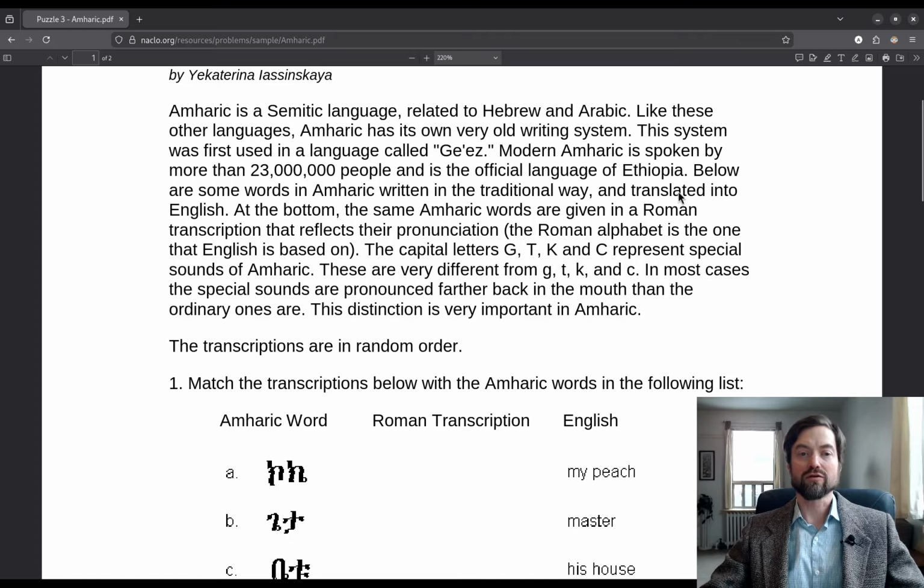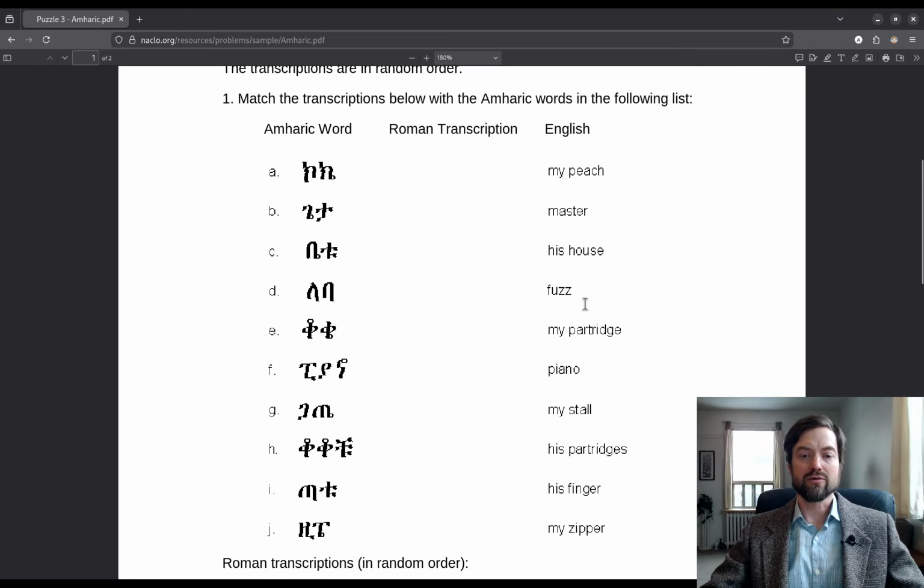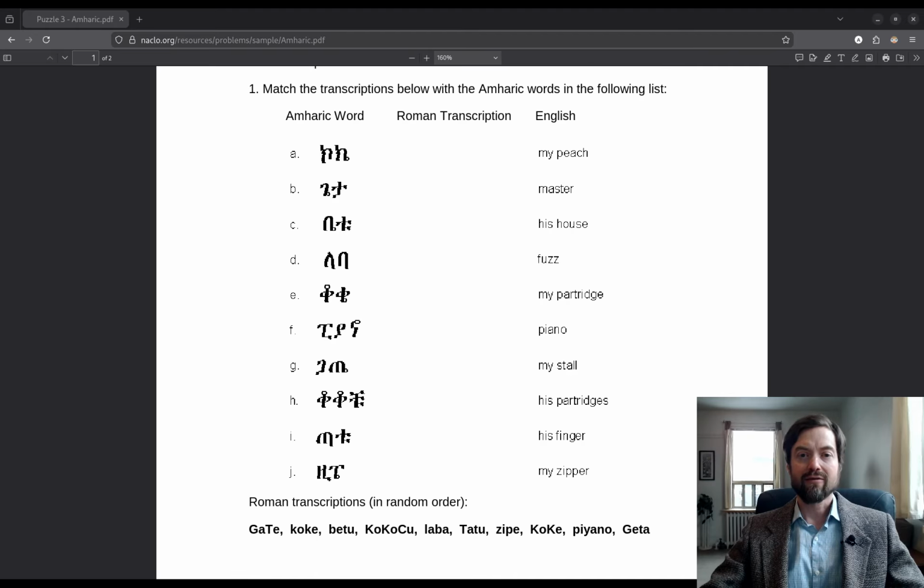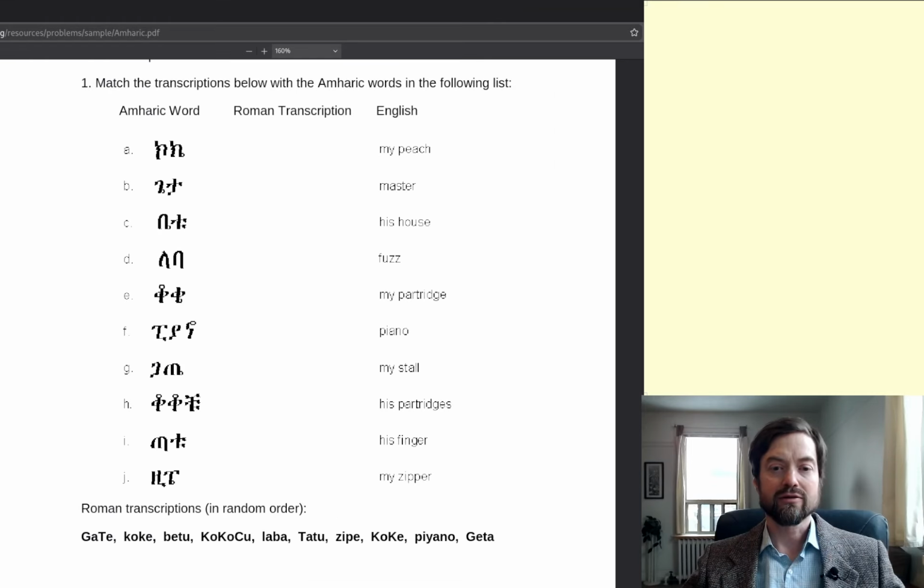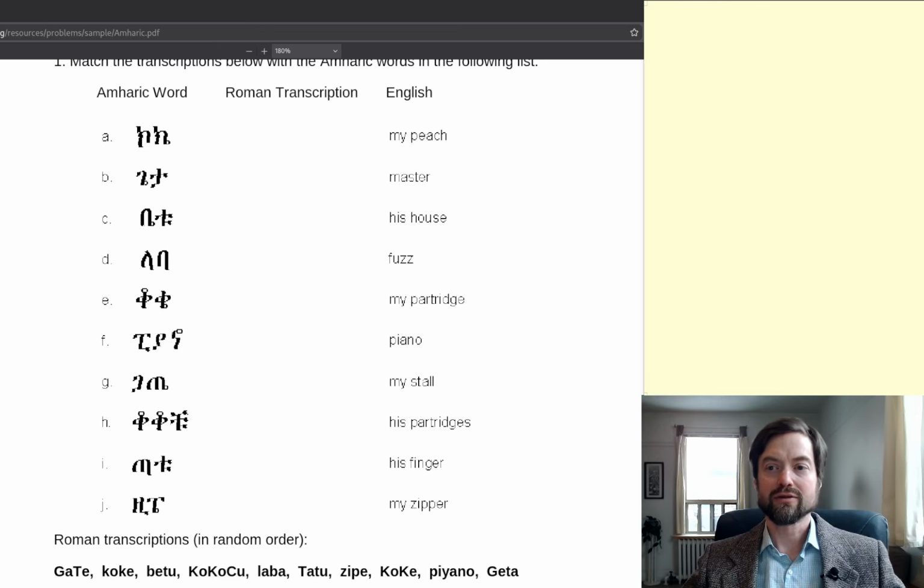Then the instructions, you get the words with their translations, and then at the bottom we get Roman transcription, Roman alphabet or the English alphabet. Important note that these capital letters are different from the non-capital, so they have to be treated differently. Okay. So, get a nice zoom here, and we are now ready to face the problem. Okay, here we go. So we're going to match.